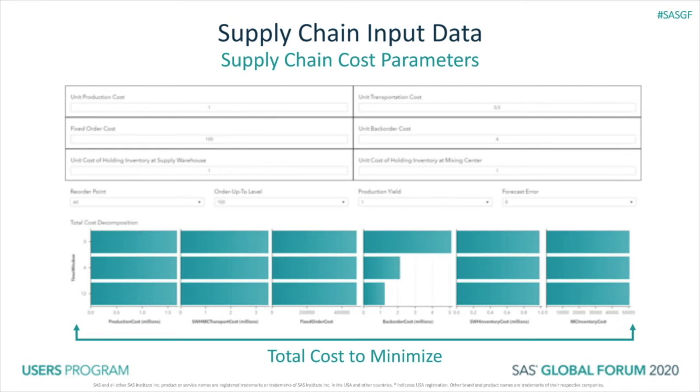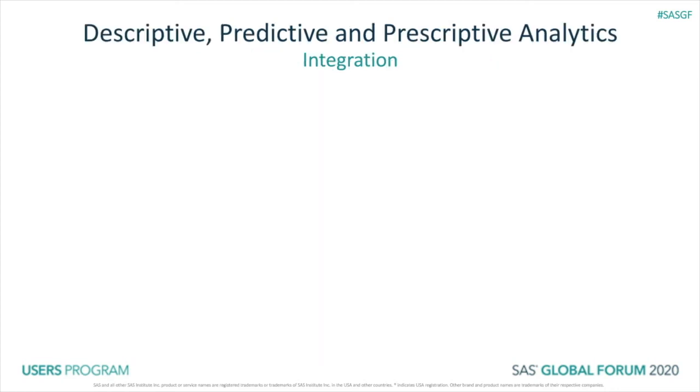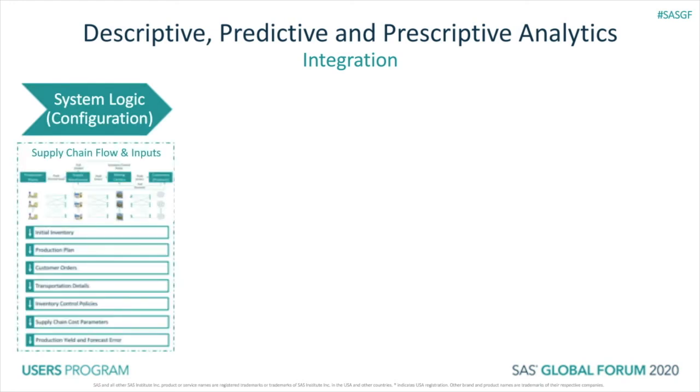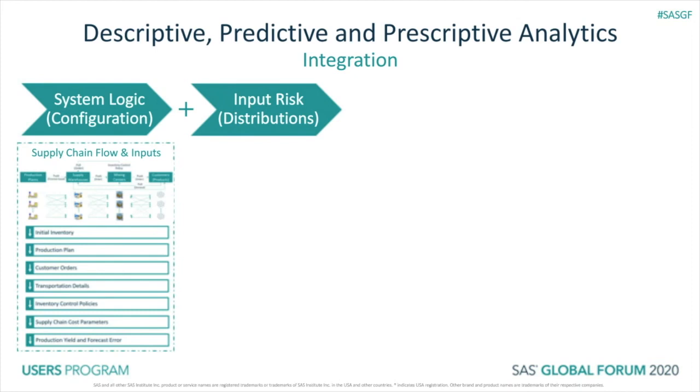And we have two decision variables, or controls, or levers that we can play with to minimize the total cost. And those levers are the reorder point and order up to level. Now we have all the information we need to build our supply chain model in SAS Simulation Studio. We have the supply chain flow and all the input data in place. The next step is to determine the randomness in some of these data sets.